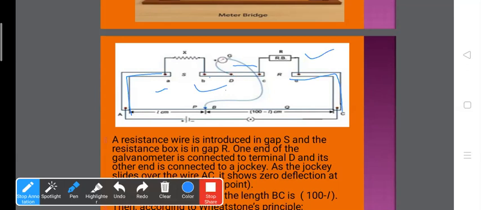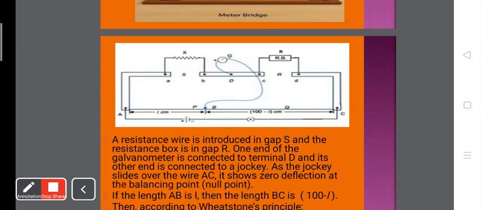And the galvanometer is connected to terminal D at one end and to a jockey at the other end. Clear? A battery is connected between A and C. So here the battery is connected between A and C. Now, this is the construction of the meter bridge.